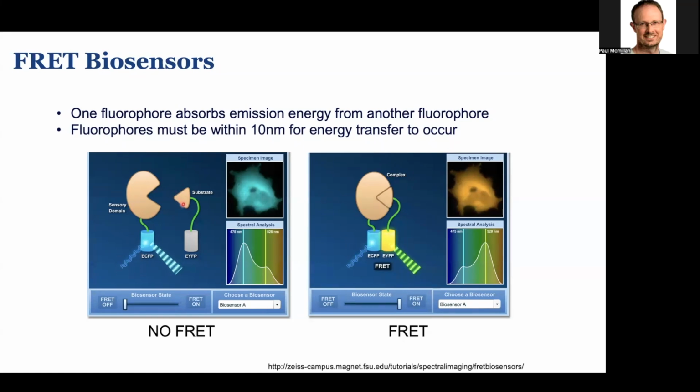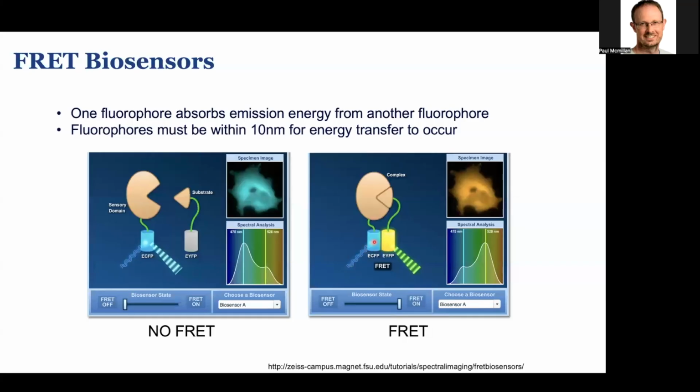So in this case, where there's no interaction, we excite the cyan fluorescent protein with its correct excitation wavelength, and it will emit that energy out. So we're seeing mostly cyan signal here. When this complex forms, that brings these 2 molecules together. They need to sit within 10 nanometers of each other for this to occur.